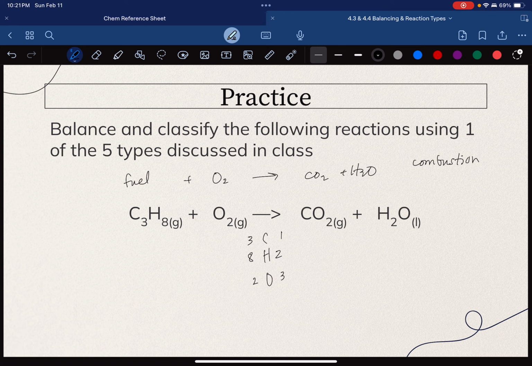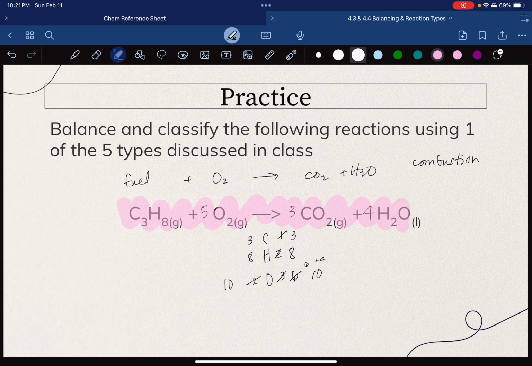I'm going to balance those hydrogens first. So I'm going to put a 4 in front of my water. That way I have 8, and now I have 6 of these. Balance my carbon next. I have 3 of those. 3 times 2 is 6, plus my 4 from my water. Right, 6 plus my 4, so I have 10, which means this is going to be 5, because 5 times 2 gives me 10. And there I have it, my balanced equation. Woo!